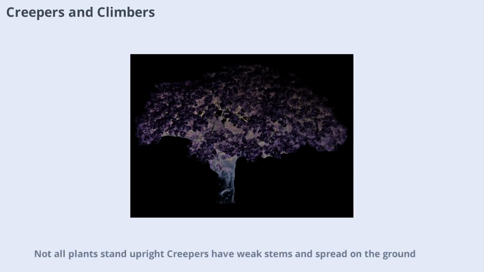Not all plants stand upright. Creepers have weak stems and spread on the ground, while climbers need support to grow upwards. Examples include money plants and grapevines. These plants are different from herbs, shrubs, and trees, and their unique growth habits help them survive in various environments.